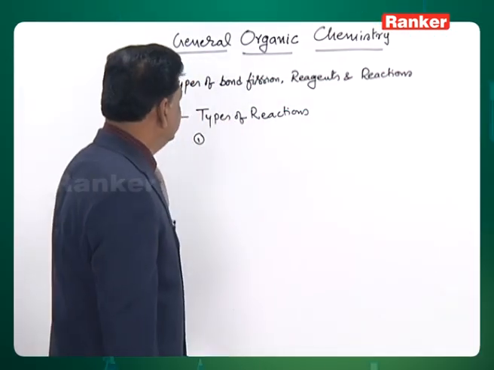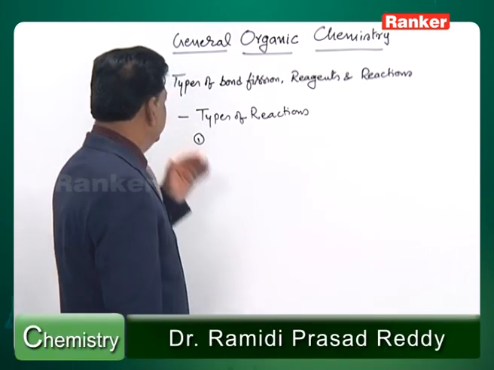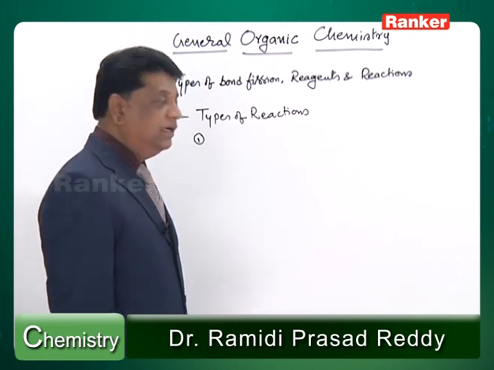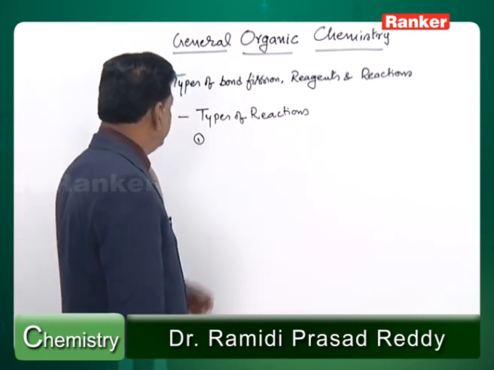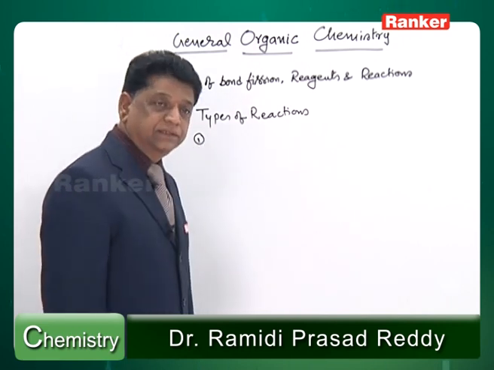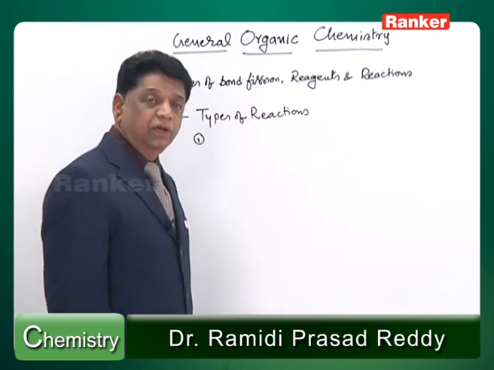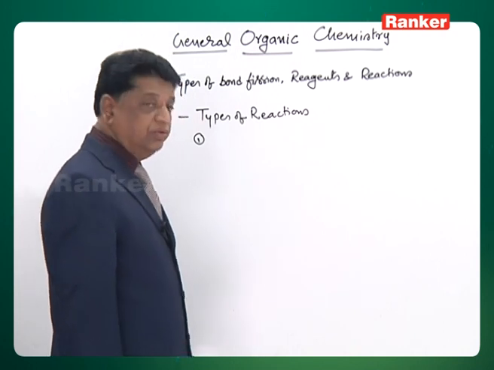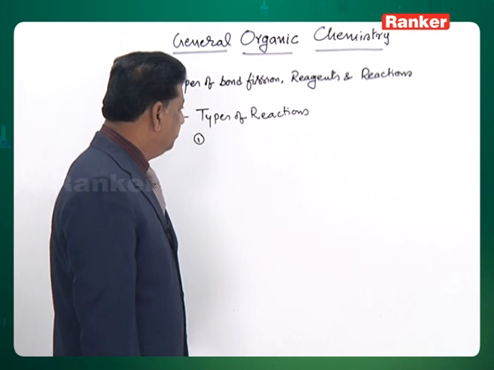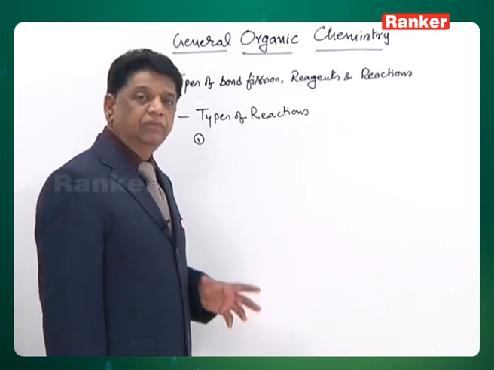Today we will take this under the general organic chemistry part, the fourth topic, that is types of bond fission and the types of reagents and also the types of reactions. And today's class is types of reactions. This is really very important with reference to organic chemistry. If you know the types of reactions perfectly, the understanding in depth of most of the chapters will become very easy.